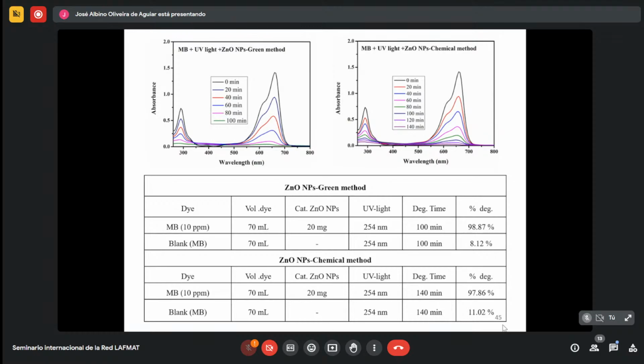So that means the developed green method strongly influences the photocatalytic dye degradation because of the smaller size of the material. Yeah. So next.